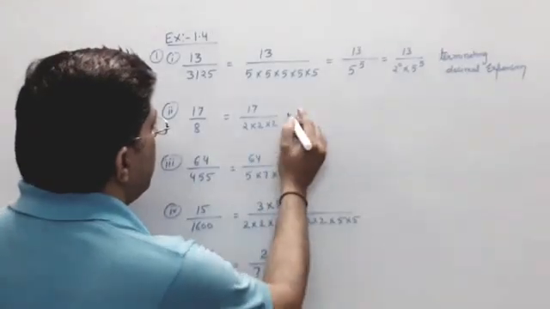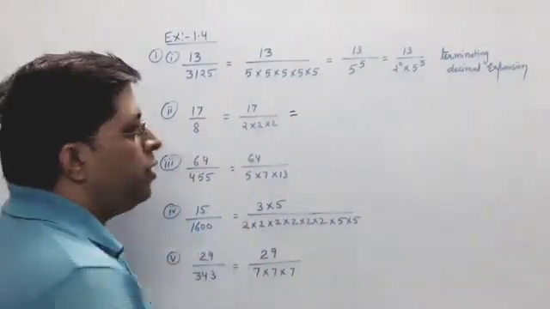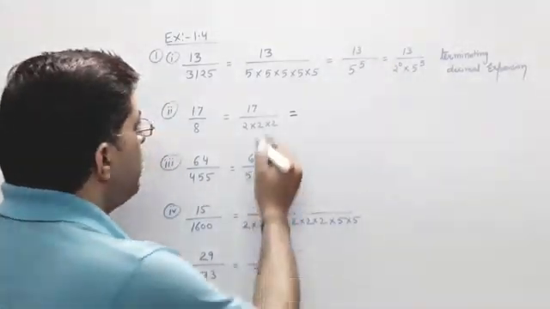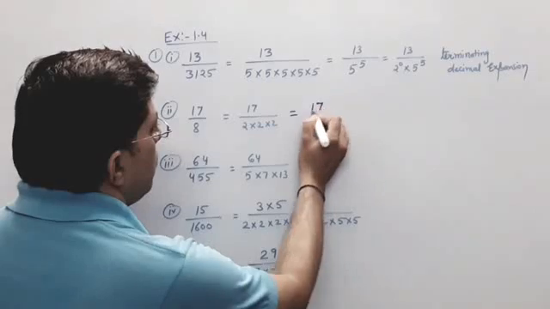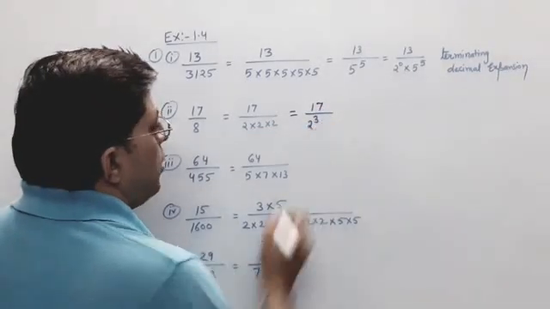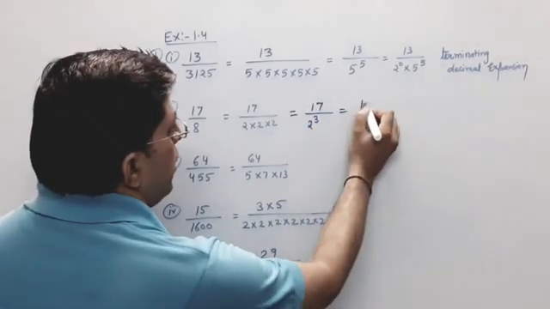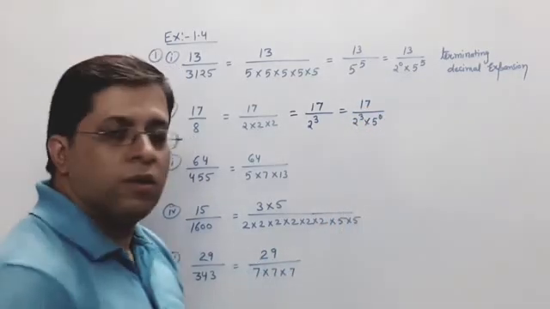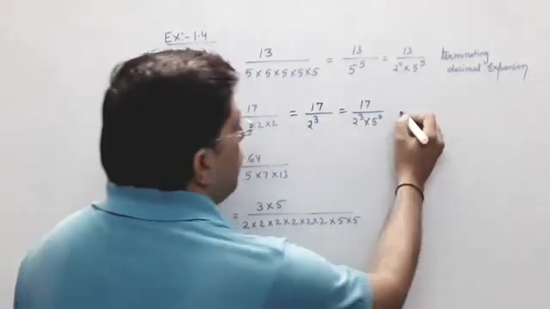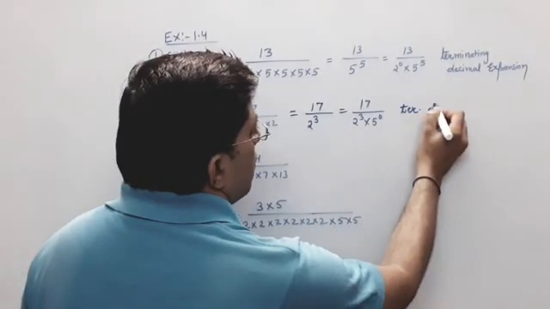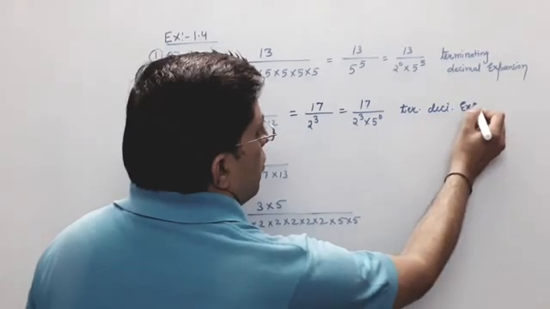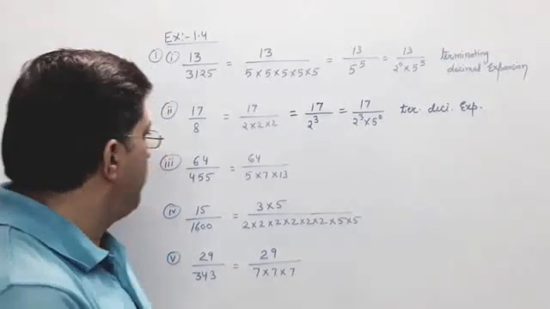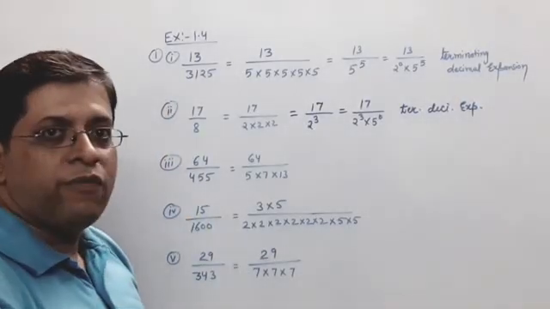Here, 17 upon 8. Again I have to take the prime factors of the denominator. It is 17 upon 2 power 3. So what can I write? 2 power 3 into 5 power 0. So it is also a terminating decimal expansion. Clear? One more. 64 upon 455.